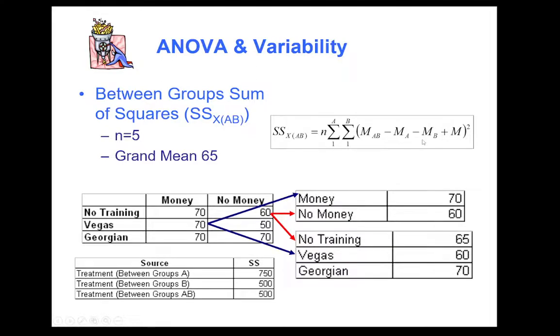I then have a minus 60 plus a 65, which ends up with plus 5. Plus 5 squared is 25. Times by 5 is 50. I've got to do this calculation 6 times, so I've got to do it for each. I did the Vegas money, and then you could also walk through it. I'll walk through it in Excel in a sec.